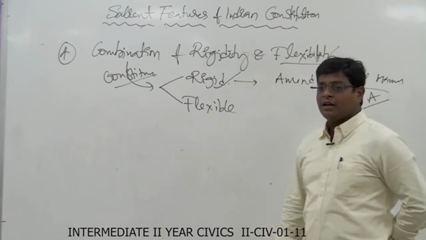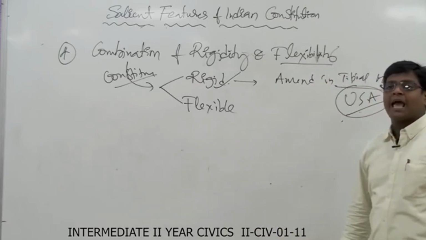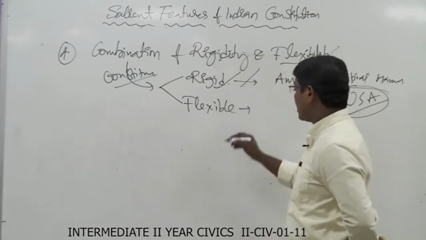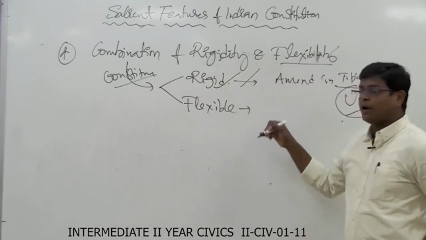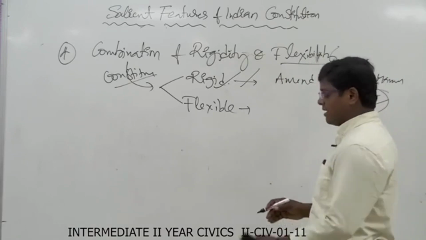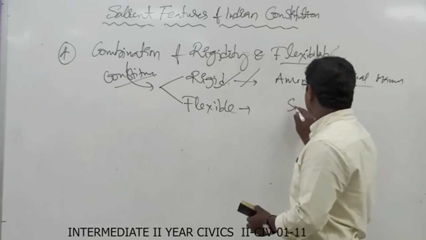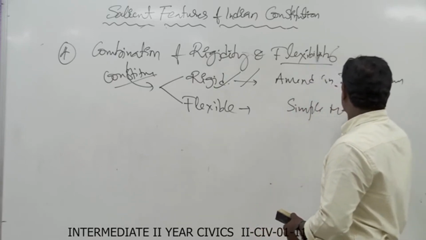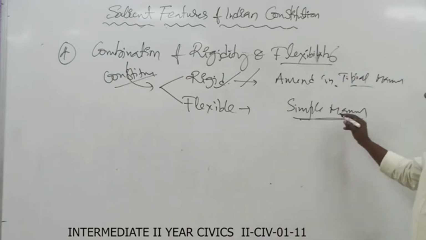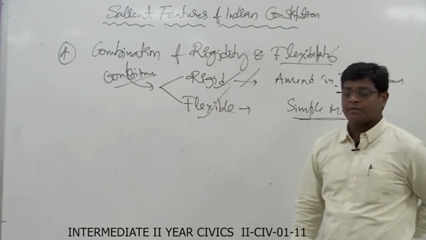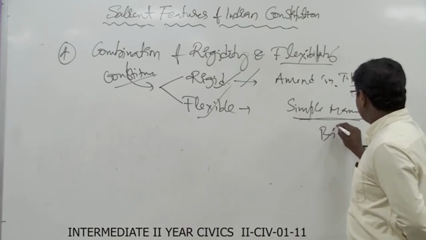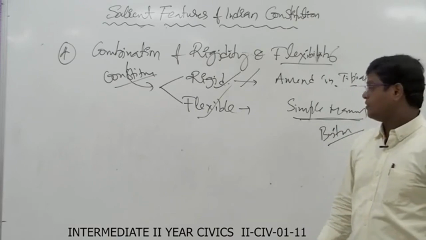Whereas in the Indian Constitution, some parts are amended in a rigid manner, some are amended in a flexible manner. Here, what is meant by flexible? Opposite of the rigid one. That means the constitutional provisions which are amended in a simple manner. If we have a simple procedure for amendment of the constitution, that is called a flexible constitution. Now, what is the example of a flexible constitution? The British Constitution. Britain has the most flexible constitution in the world.